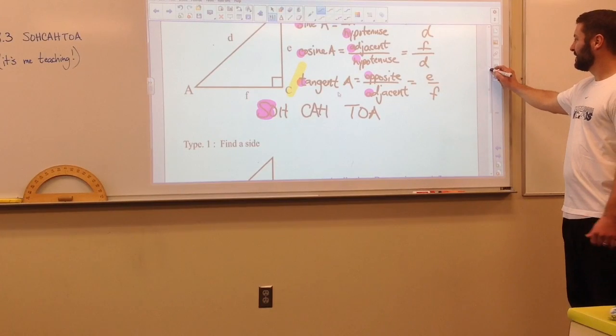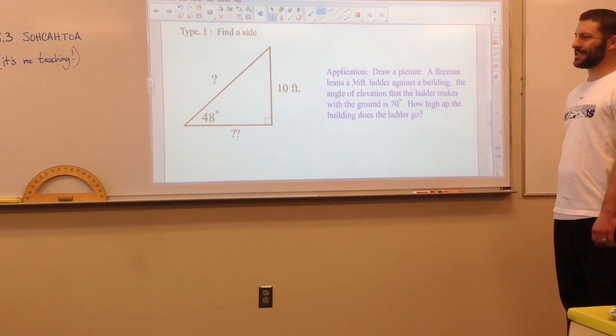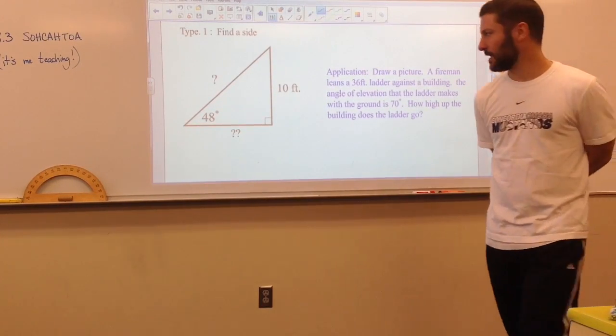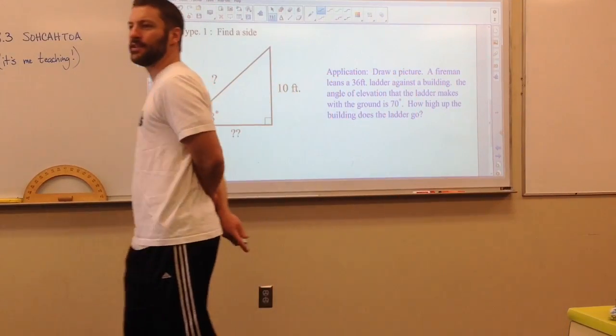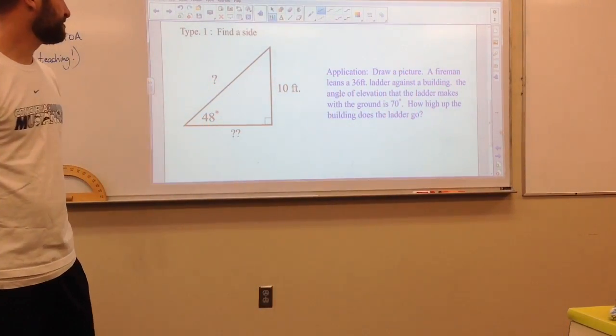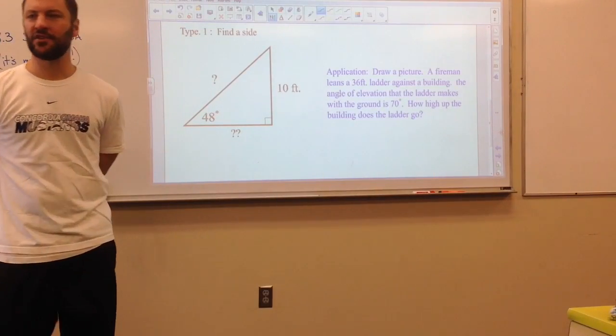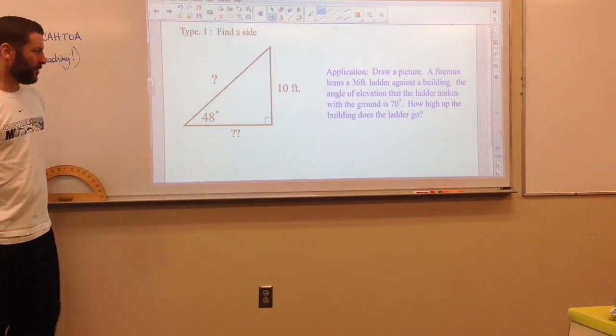Now, here's what it's going to end up looking like. Type 1. Soh Cah Toa type 1. Find a side. Type 1. And then we'll do an application type also. Now, look at this picture.